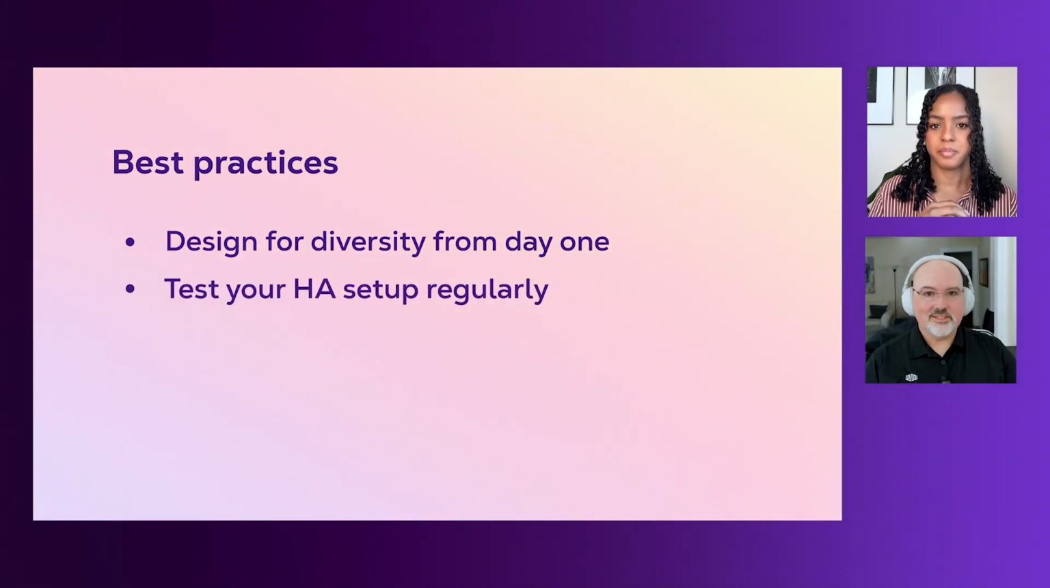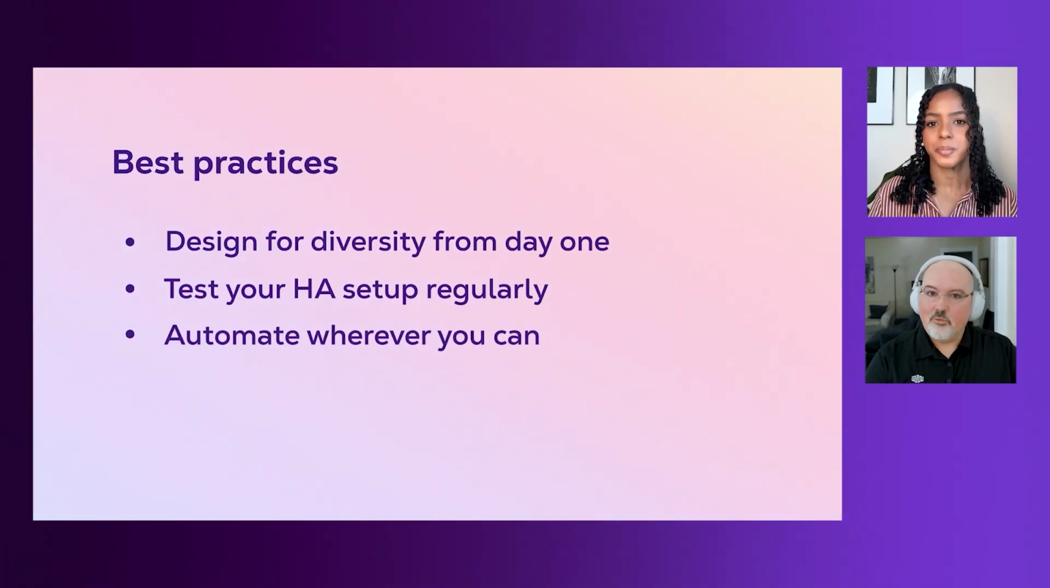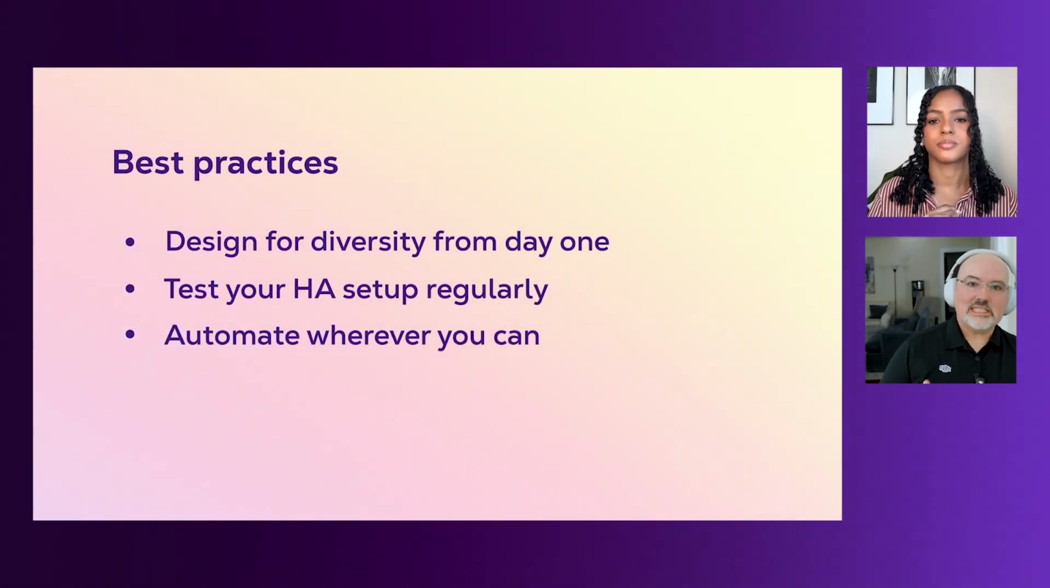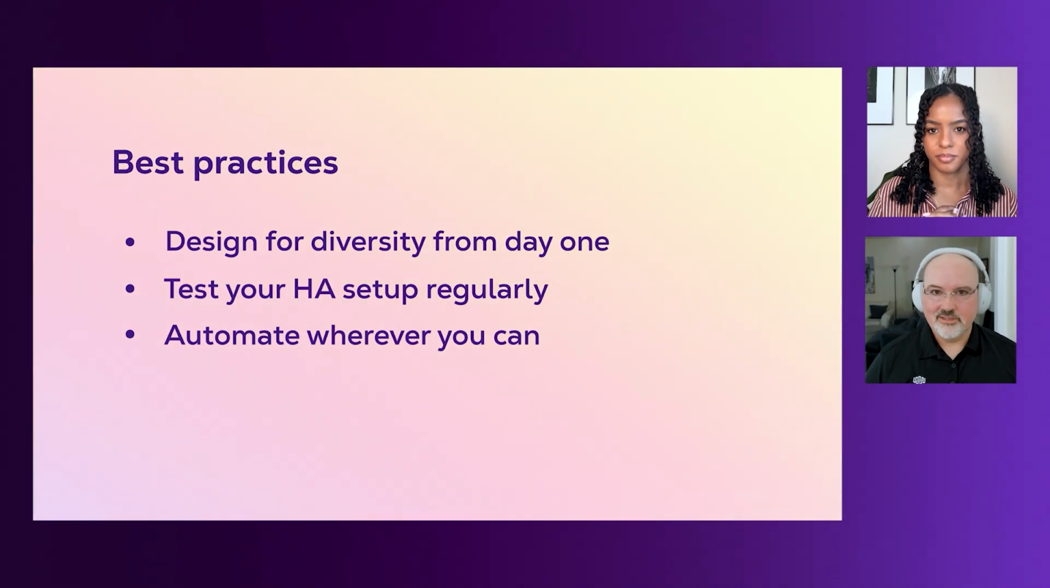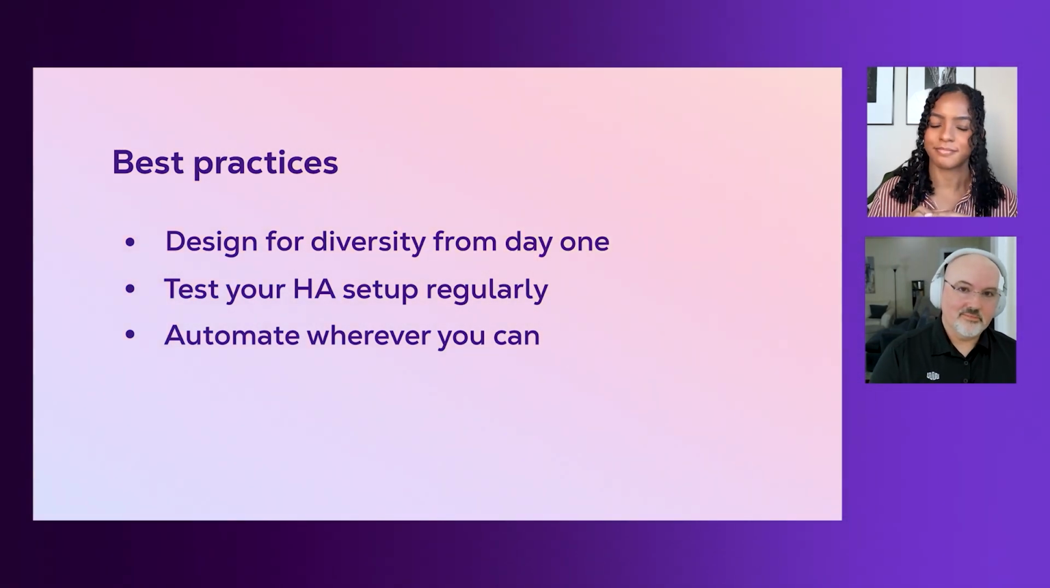2, test your HA setup regularly. Failovers shouldn't just look good on paper. They should be practiced, documented, and monitored so your team knows exactly what to expect. 3, automate wherever you can. Use APIs or Terraform to deploy consistently across the metros. Automation reduces human error and makes recovery faster.